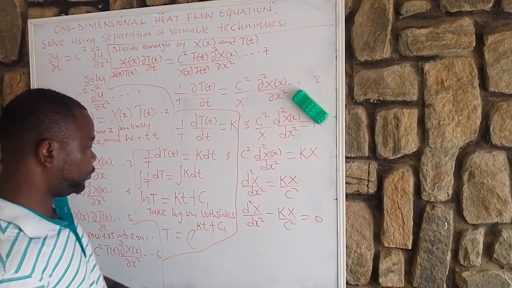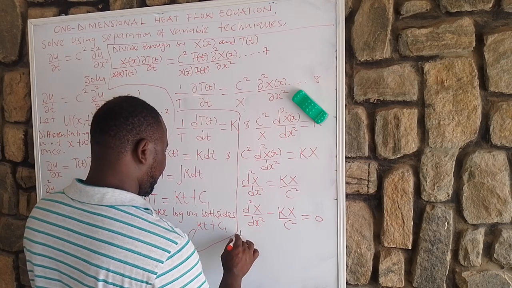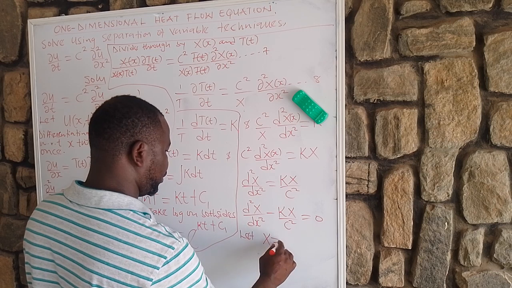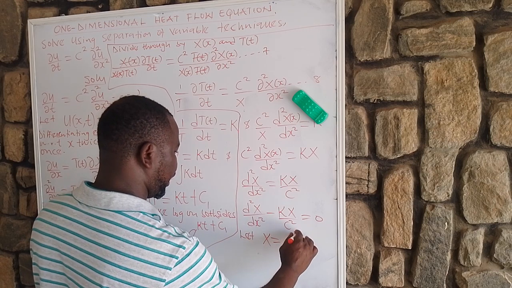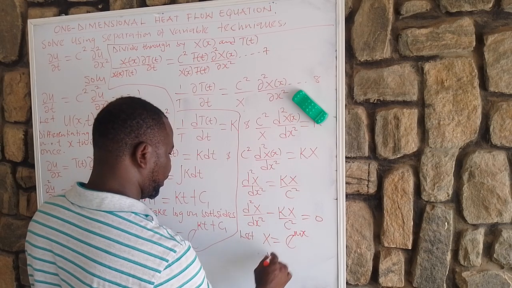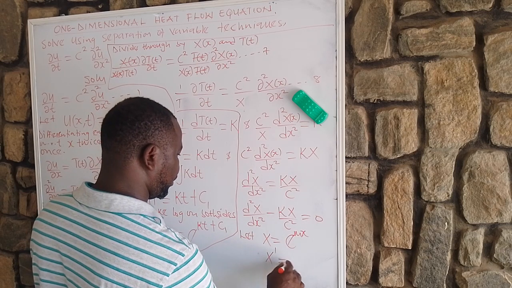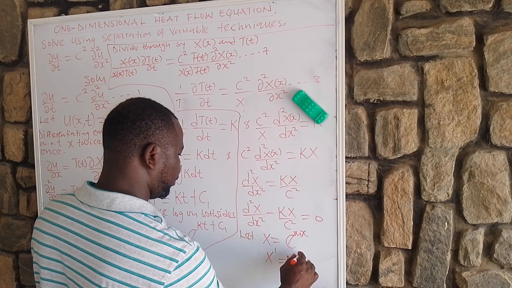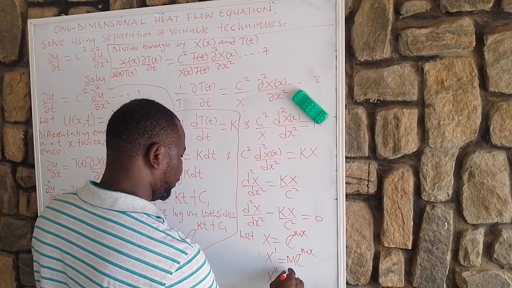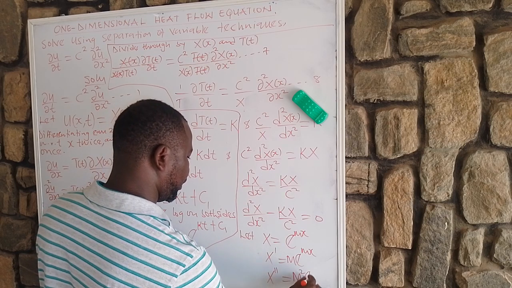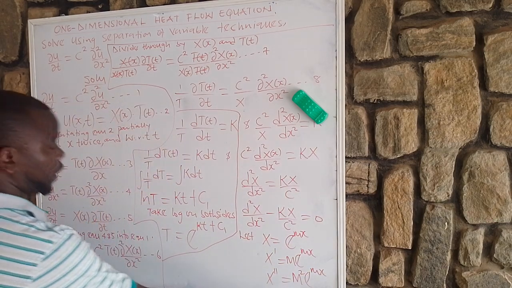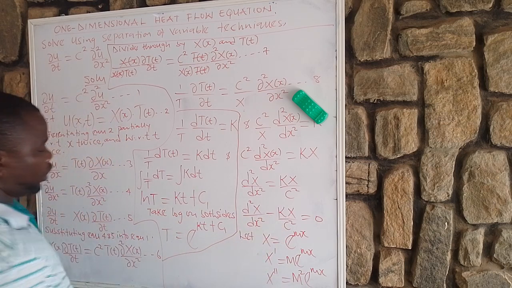So we now say, since we are dealing with it, X equals exponential mx. If we differentiate this with respect to x, X prime is equal to m exponential mx, then X double prime is going to give us m square exponential mx. True or false? So we now substitute this into this equation.